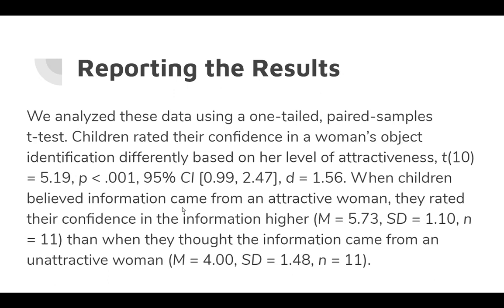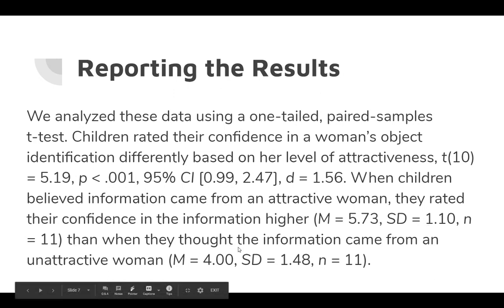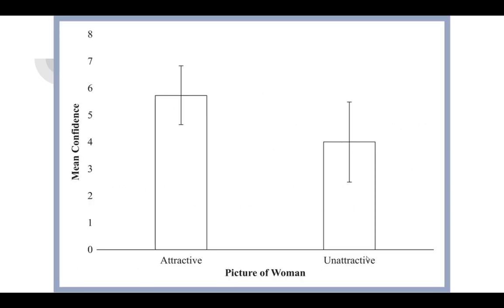When children believed information came from an attractive woman, they rated their confidence in the information higher. Gives mean, standard deviation, and n. Then when they thought the information came from an unattractive woman, mean, standard deviation, n. So the first thing you say is whether or not there's a difference, and then you say where that difference is. Which group was higher, which test was higher. Okay? That's really all there is to it.